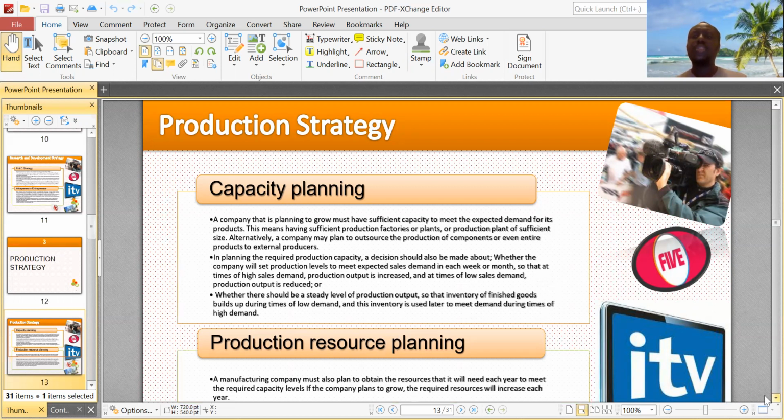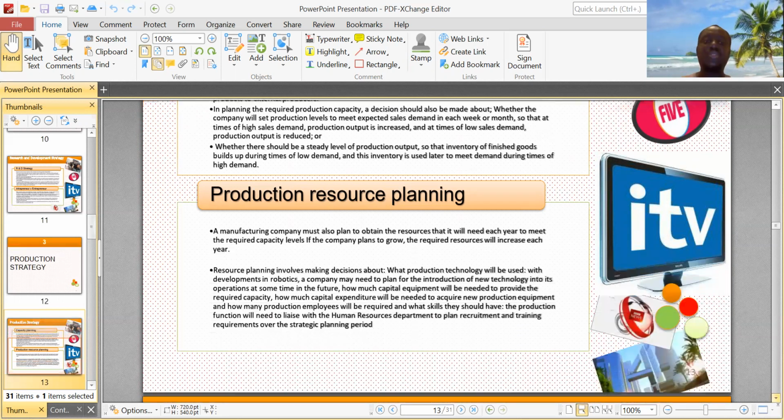So if in case your sales drops, you are still producing at that same level, right? But because sales has dropped, you have some products that will not be demanded for. So those products, you keep in the warehouse as part of your inventory, so that in times when sales increases, you can supply your customers with that. Very simple. You have production resource planning.